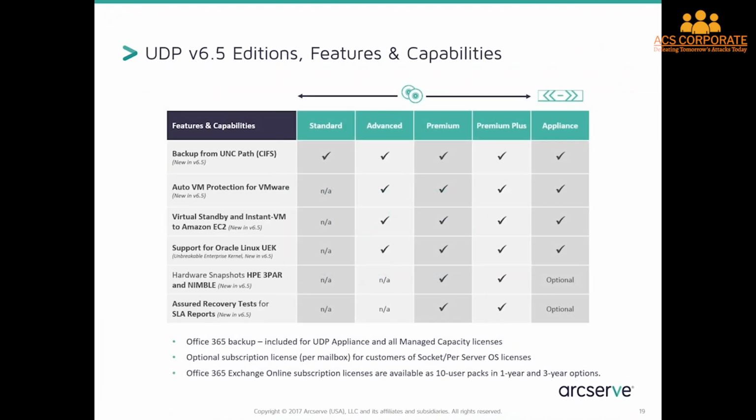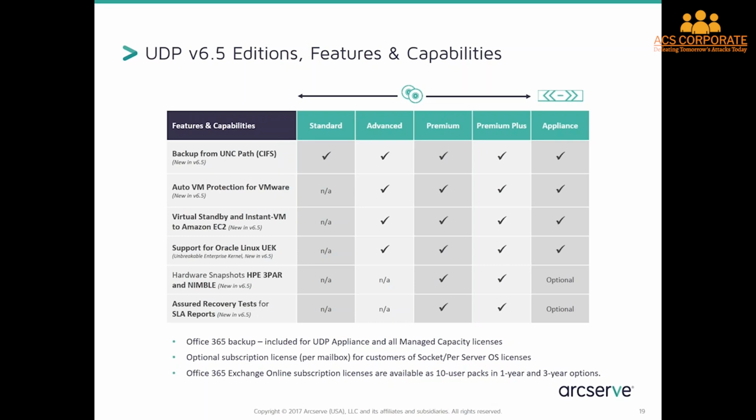Now, just to give a bit of an update on the new features and functions in UDP 6.5. With UDP 6.5, as we had with the previous version, we have 4 server editions and we have the Arcserve UDP appliance. So the capabilities available on the different editions from a new features perspective, we can perform backup of UNC paths with all editions of UDP. If you want to do auto VM protection for VMware, if you want to do instant VM or virtual standby into Amazon EC2, or if you want support for the Oracle Unbreakable kernel, then you need UDP Advanced or higher, and the appliance will also do that.